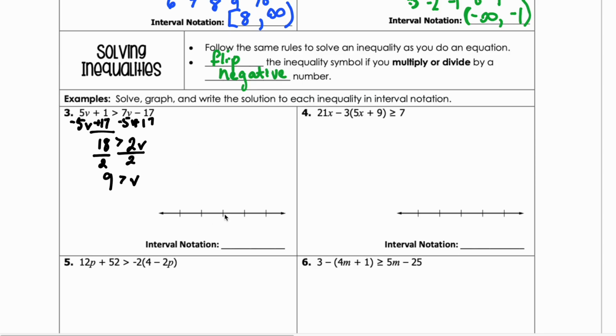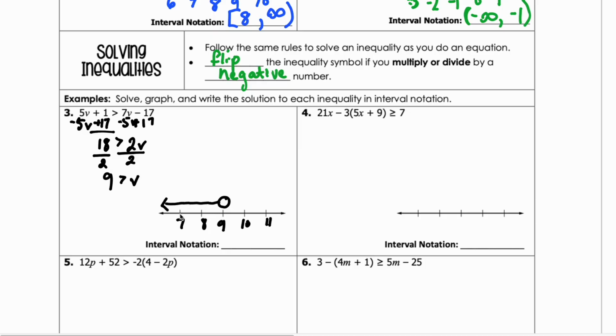Okay. Well, let's go ahead and put 9 on our number line. I'm going to put a few numbers. And I know that my bubble is going to be over 9, and it's open since this is not a greater than or equal to sign. And I need to figure out which direction is my arrow going. If 9 is greater than v, then v has to be less than 9. So anything that's less than 9 is going to be to the left, right?